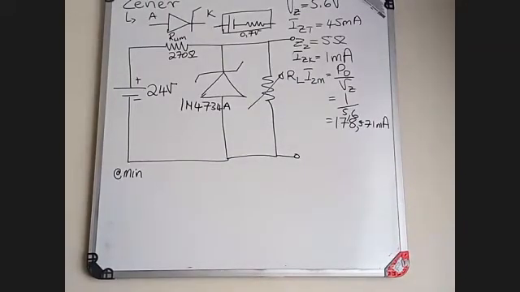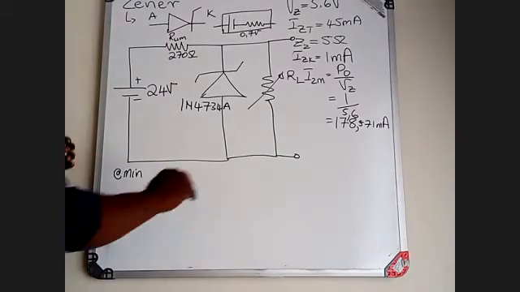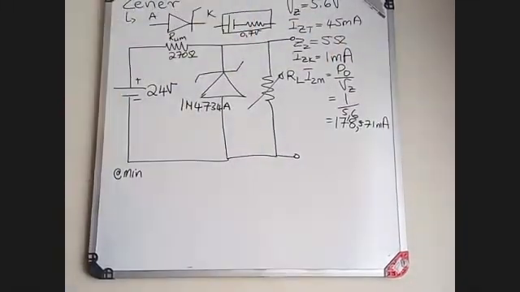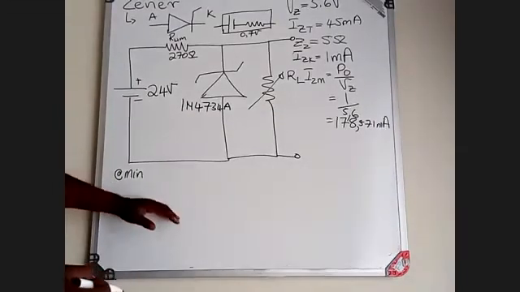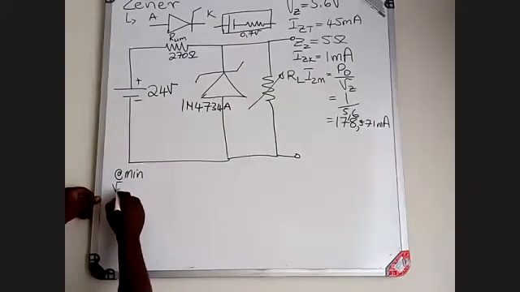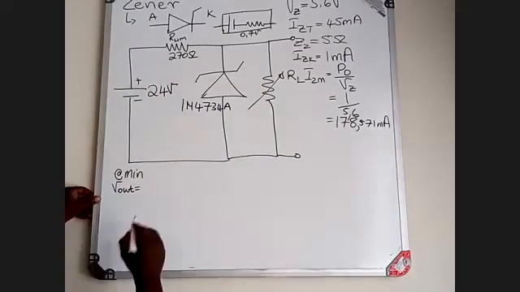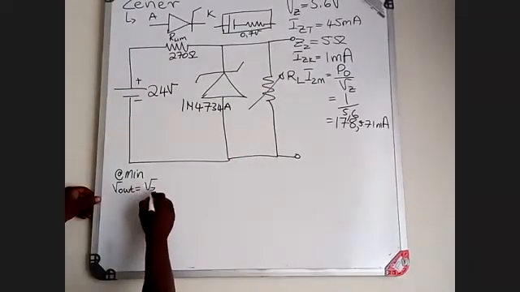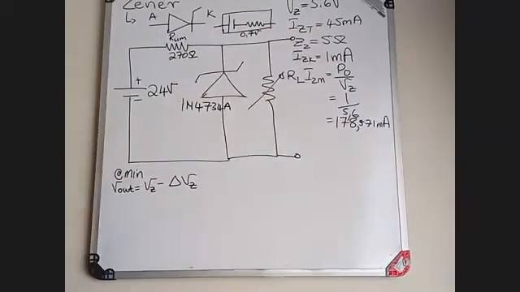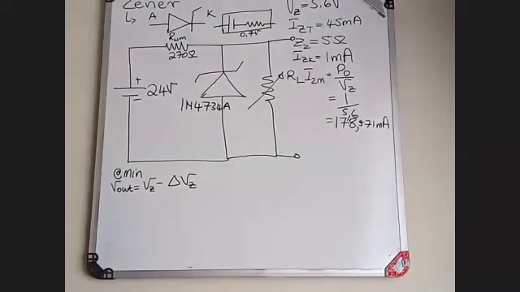You need to find out what is the output voltage at minimum. I know that it can regulate 5.6 volts, but at minimum, what would be the output voltage? At minimum, my V out at minimum will be given by your V of Z minus your change in V of Z.